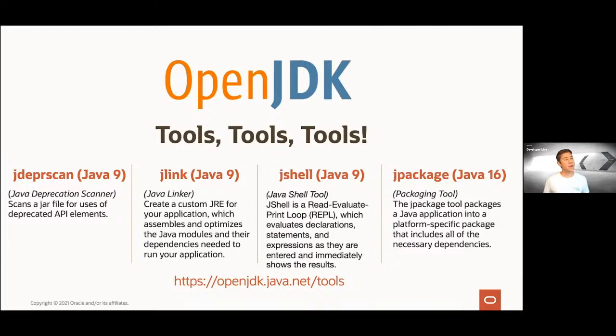And then finally, JDeprScan is a way to scan your application for the usage of deprecated APIs inside your code. So it's something that you definitely want to take a look at, as some APIs are being deprecated for removal in future releases.